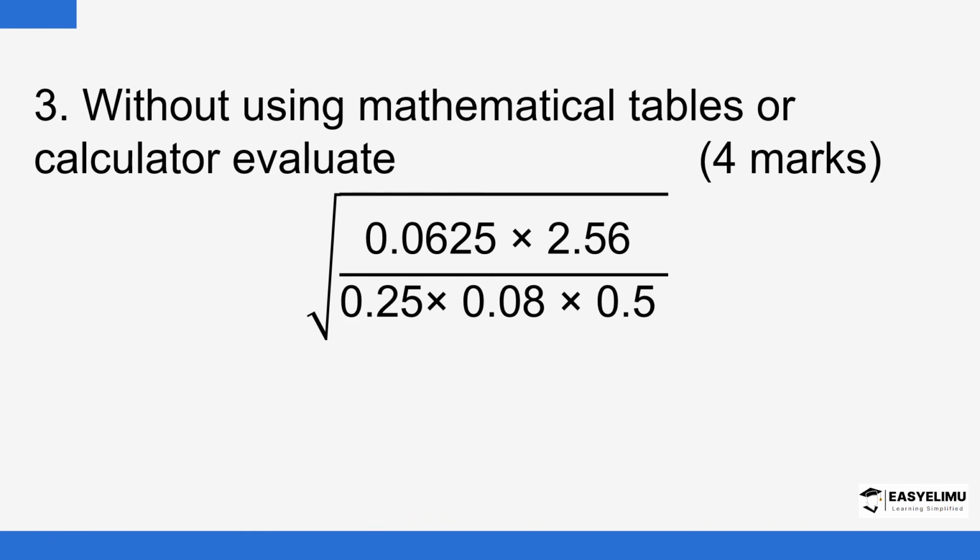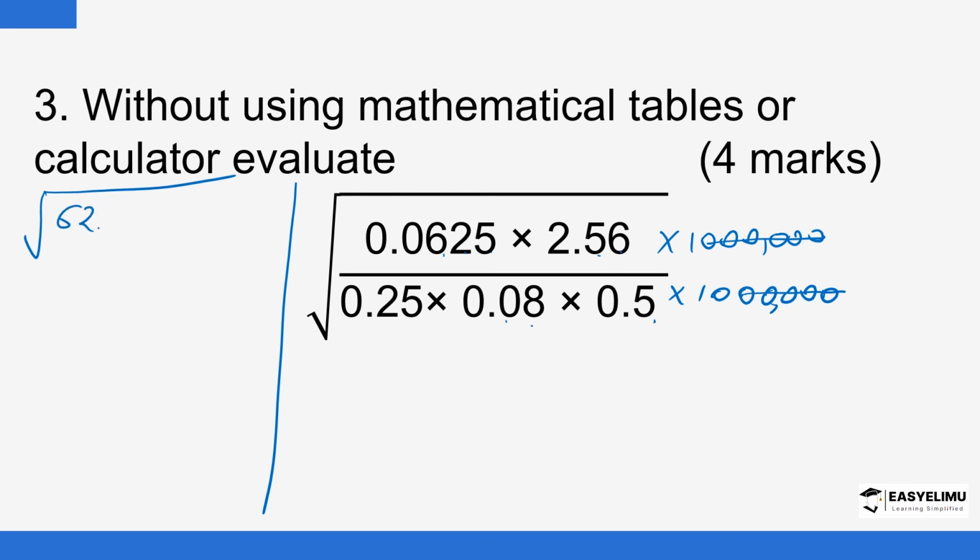So let's move to the last one. We'll do the same thing. We'll just remove the decimal. So we count 1, 2, 3, 4, 5, 6. So you multiply by 1 million here. You do the same thing here, so multiply by 1 million. So 1, 2, 3, 4, 5. All the 5 will be used to remove all the decimals, and the 6 will be used to remove the decimals up there. So we just have, let me write it here, the square root of 625 multiplied by 256 divided by 25 by 8 by 5.